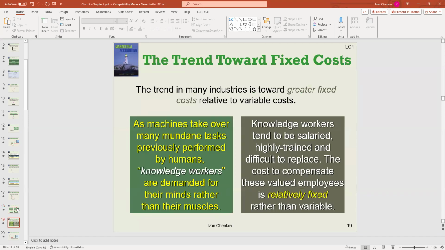The trend in costs is to move from variable into fixed. An example: imagine you have an international student working for your company, and you hire him at an hourly rate. And you find out that this student is actually very efficient and a very valuable employee. Do you want to lose that employee? Obviously, you don't. So what are you going to do?